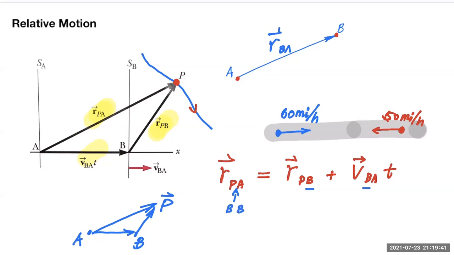So it becomes R of PB plus R of BA. Okay, so this is R of BA. And actually, I use V because I'm going to write T. But this whole thing here, V sub BAT, is just R from A to B. So I can write it as R of BA. And this is R of PB.